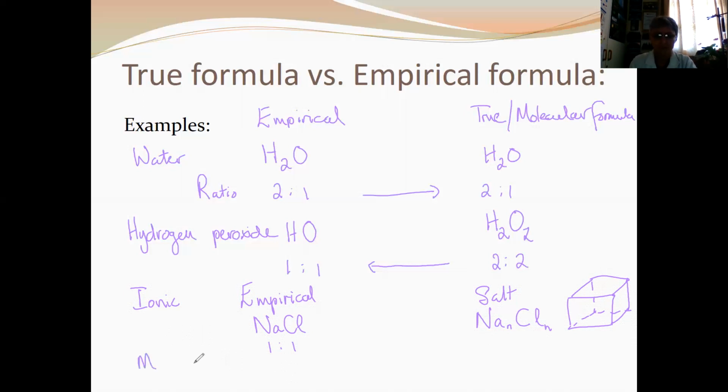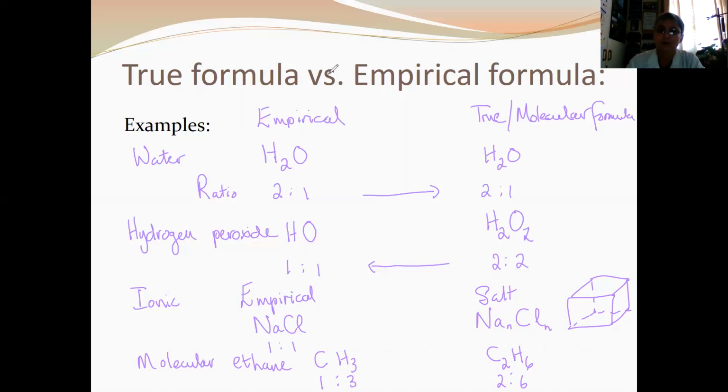Another molecular formula, for example, ethane. Let's start with ethane. Ethane's actual formula is C2H6, but the empirical formula gives the simplest ratio between 2 and 6, which is 1 and 3. Now, this compound with this formula CH3 doesn't exist, but the simplest ratio in which the atoms combine is 1 to 3.